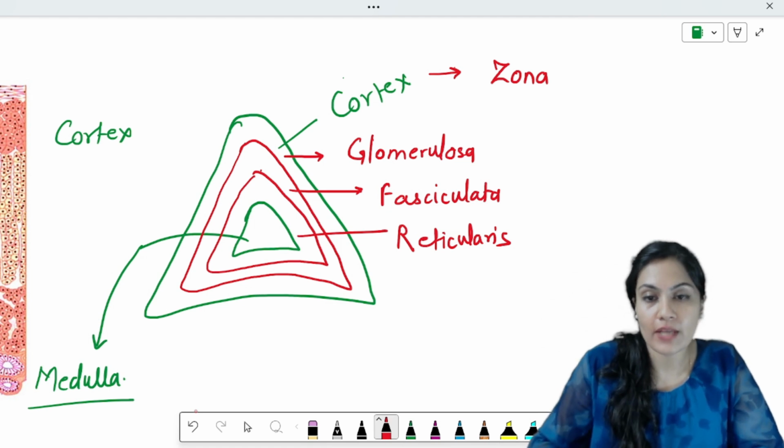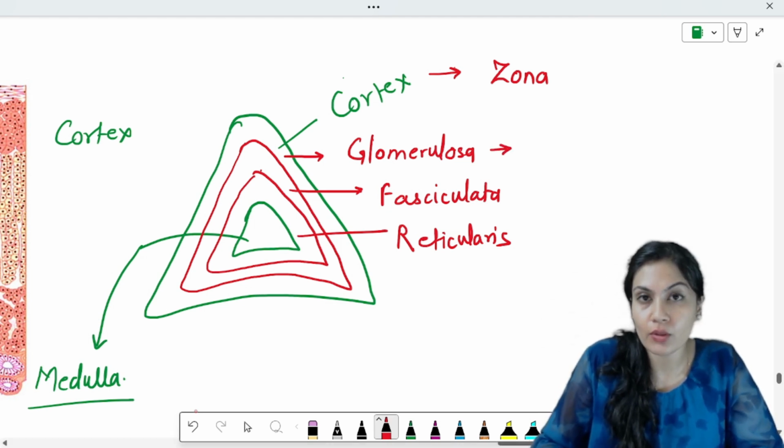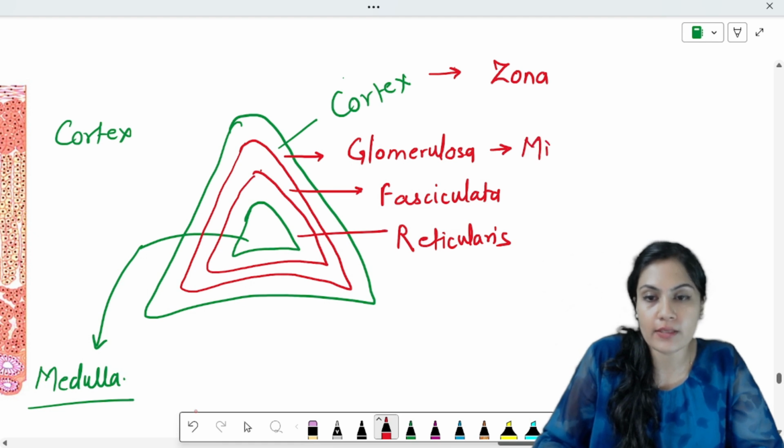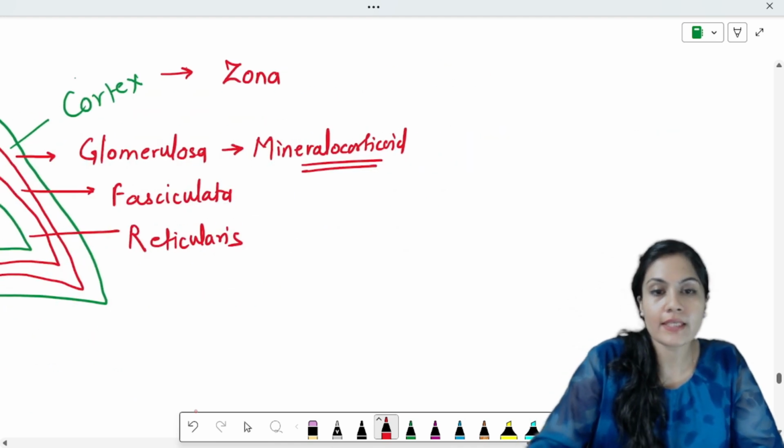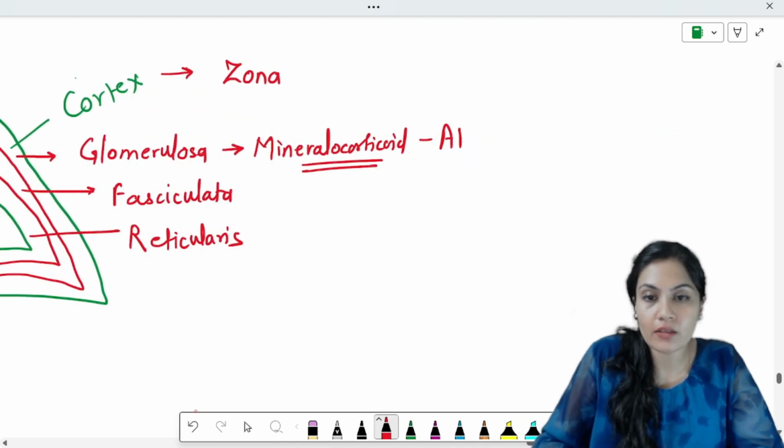So glomerulosa, please remember G never goes with G. That means it is not going to release the glucocorticoid. Then what is it going to release? It is going to release mineralocorticoid, and the most common mineralocorticoid is none other than aldosterone.